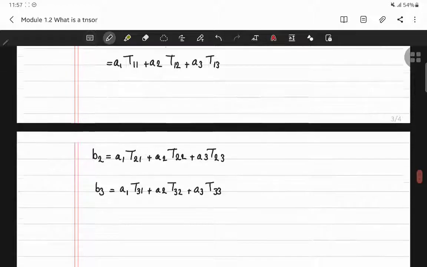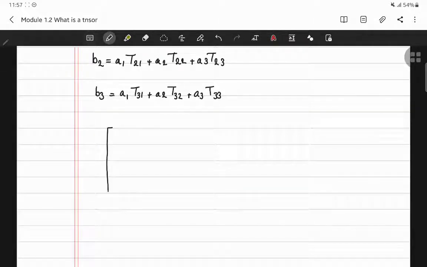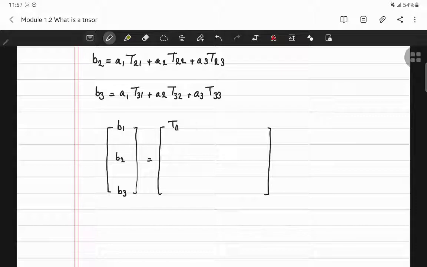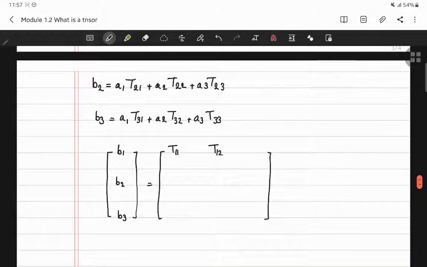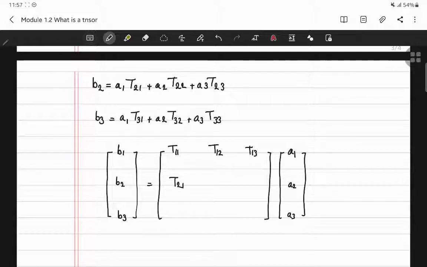If you write them down in the matrix form, we'll get something like B1, B2, and B3 is equal to T11, T12, and T13, multiplied by A1, A2, and A3. Here I have T21, T22, and T23, which is a multiplication of this row with this column vector. And this row is the multiplication of T31, T32, and T33 with this column.